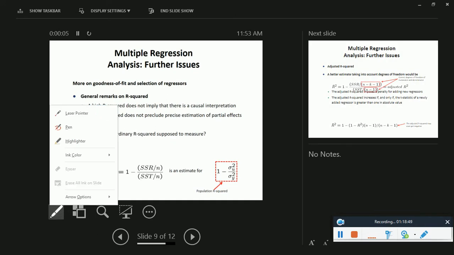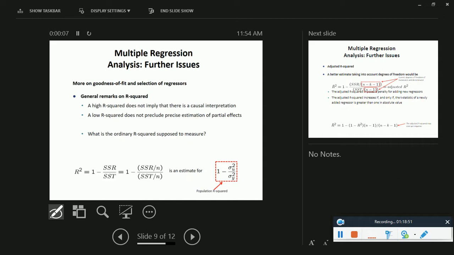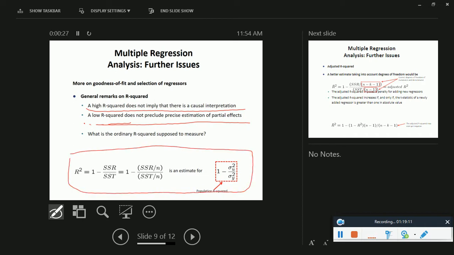The R square, this is also a recap. A high R square does not imply there is causal interpretation. A low R square does not preclude precise estimation of partial effects. Even if you have a low R square, it doesn't really matter. And this is the formula that we are quite familiar with: 1 minus SSR over SST.